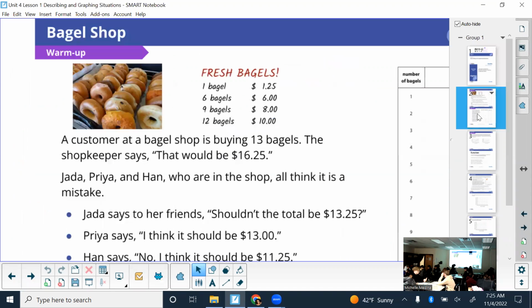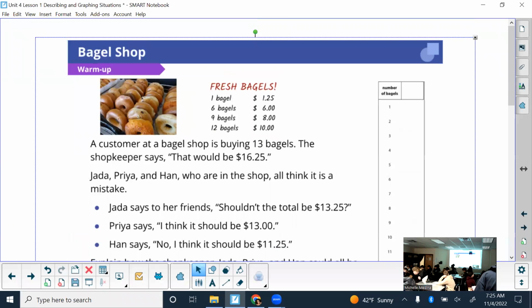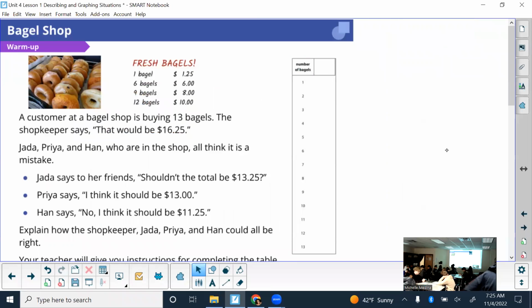All right, so the front of your paper is actually the side with the bagels. My TA put it on the wrong side, sorry. The holes, I mean. So the page that you should be looking at first is the one with the bagels on it. So here's your warm up.